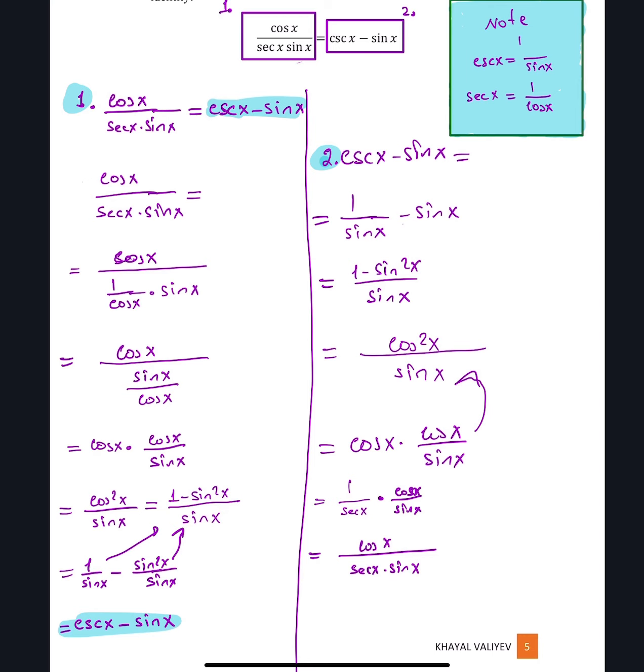For example, why we took 1 take away sine squared x as cosine squared x. Okay, so in this part you have to write cosine squared x plus sine squared x equals 1. That's why I used it here to get this one. Okay, you have to give your reason why you took it.